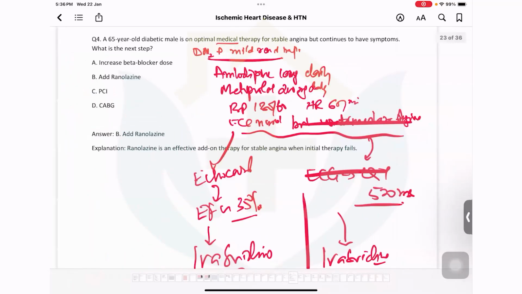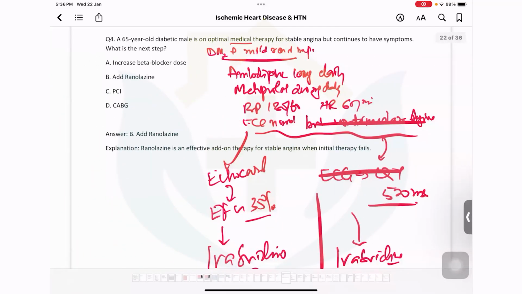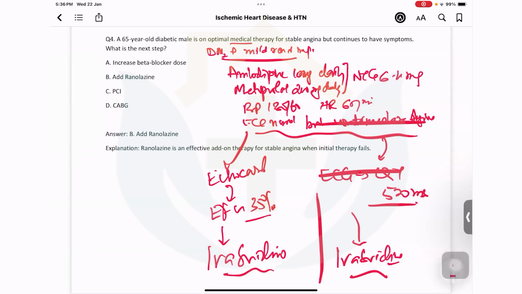Is that okay? Yes. Doctor, in the above question, what you had told the scenario, can nitrates be also given as an option? Yeah, of course. Sorry, I missed. I was focusing on the beta blockers and calcium channel blockers. So NTG 6.4 milligrams BD twice daily. So already on the highest dose.